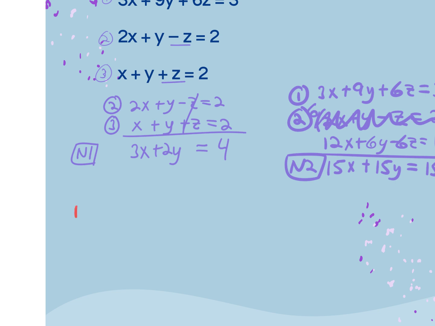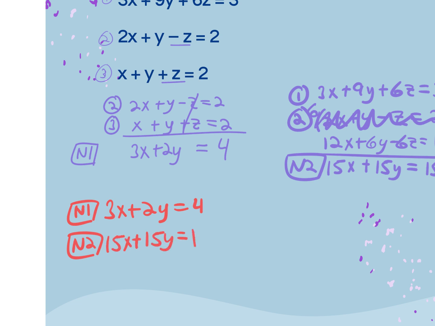Yeah, right, so now we have another mini system. I'm going to do n1 with n2. And this is going to be 3x plus 2y equals 4. And then we have 15x plus 15y equals 15. All right, what can we eliminate here? I would say x is the easiest one to eliminate. What can we do to eliminate it? Good, we can multiply the top one by -5.